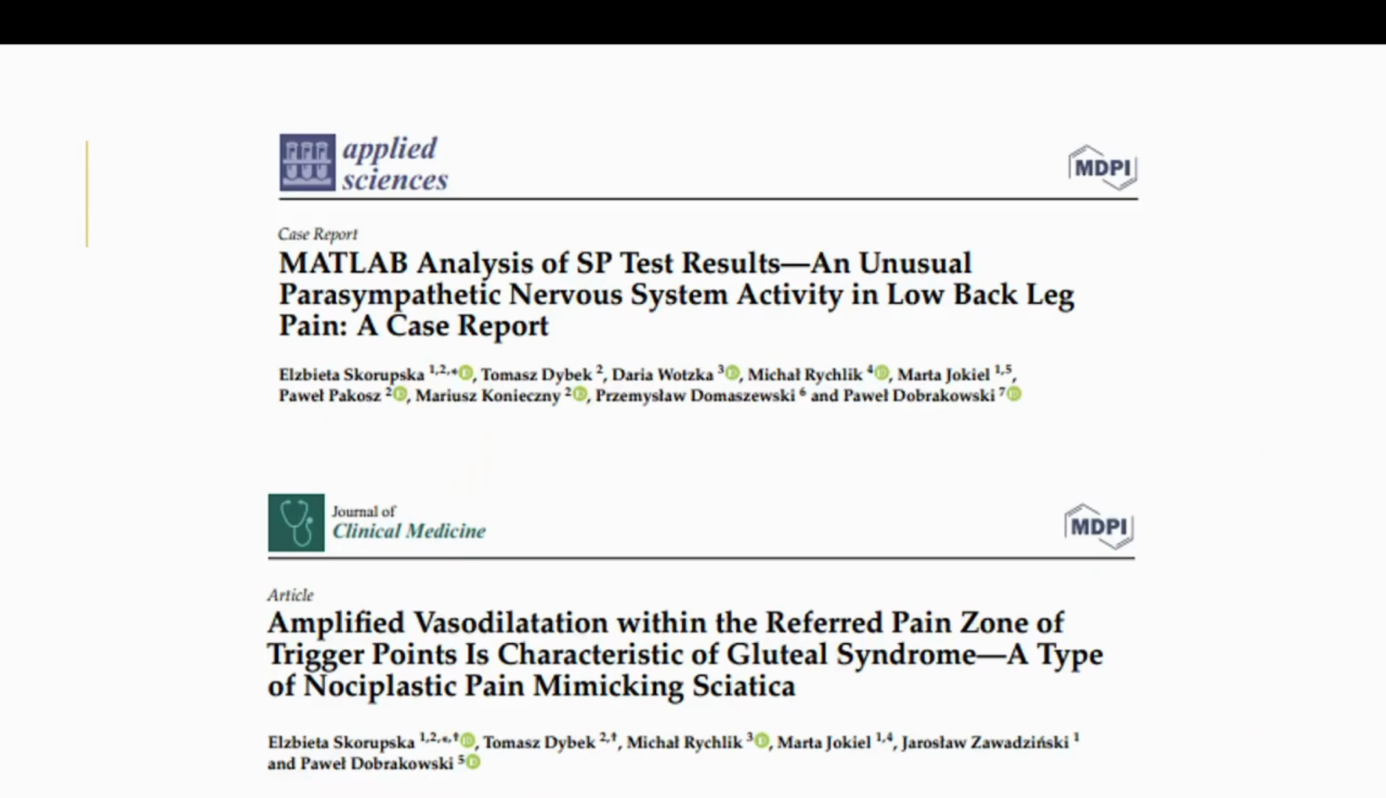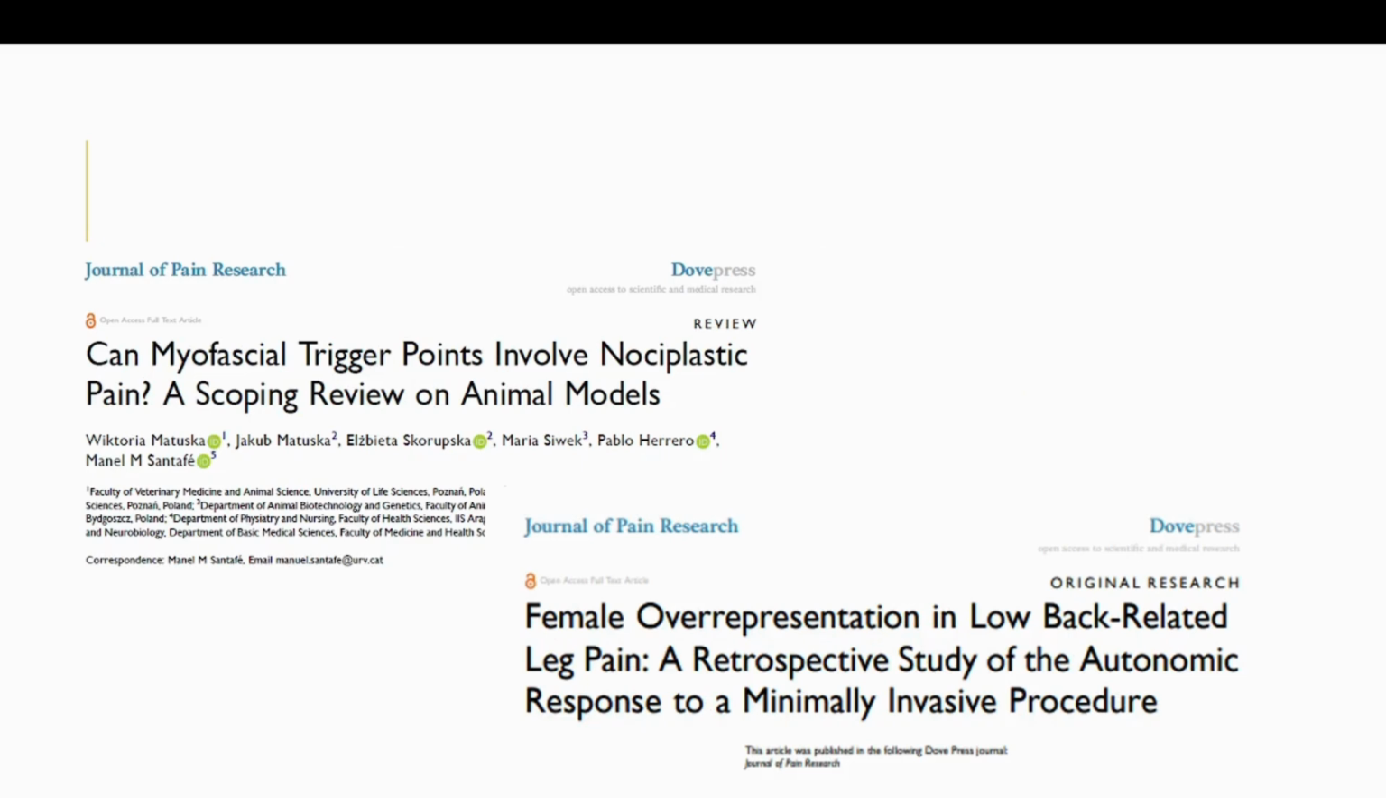The first condition of the nociplastic pain concept is confirmation that abnormal autonomic activity is involved in the development of pain. In our studies, we confirmed that a higher proportion of cases presented with amplified vasodilatation, which can be defined as abnormal autonomic activity, exclusively characterizing trigger points. Additionally, we confirmed that in a few cases, amplified vasoconstriction was present. For more information on the potential connection between trigger points and nociplastic pain, please refer to the studies we have published.